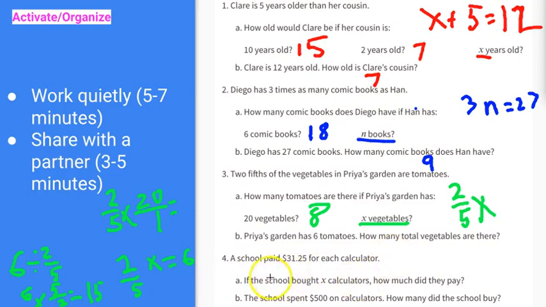Let's set up this one here. So school paid $31.25 for each calculator. If they bought X calculators, how much did they pay? We don't know how much they paid, but we do know that each one is $31.25. And we have to multiply that by however many calculators. So we could figure out this last one here, right? $500 for calculators. Yeah, because this would be $31.25 x equals 500. So we'd have to take 500 divided by $31.25. Now it would tell us how many calculators we bought.